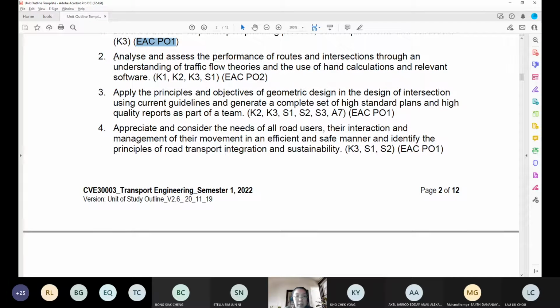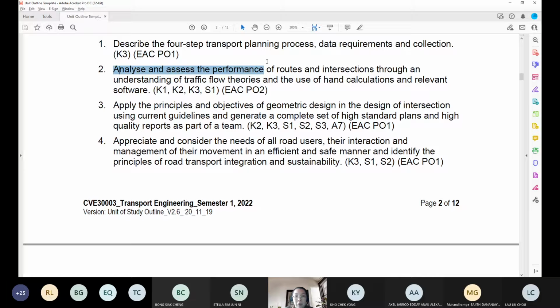And number 2, analyze and assess the performance of routes and intersections through an understanding of traffic flow theories and use of hand calculations and relevant software. And we will be having few weeks of the entire semester. We'll have a couple of weeks spent on learning how to assess intersections, how to check if the intersection is performing good or congested.